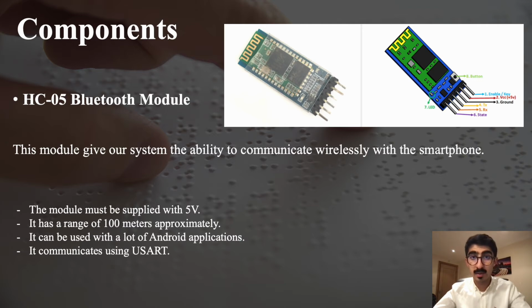And instead of using a cable to send the information from the smartphone to the Braille system, we have decided to have a wireless communication channel. This can be easily implemented using the HC05 Bluetooth module. The supply voltage of the module is 5 volt, which is feasible for our project. It also has a range of approximately 100 meters. More than that, it can be easily used with many Android applications available for smartphones. Therefore, we can make the process much easier.